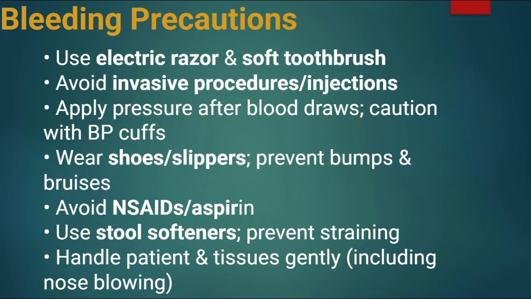Now let's review bleeding precautions, which are vital for patients with bleeding disorders like ITP, aplastic anemia, or DIC. First, we encourage patients to use an electric razor instead of a blade razor. This helps reduce the chance of cuts and uncontrolled bleeding. Along the same lines, a soft toothbrush should be used instead of a hard one to avoid trauma to the gums. We also avoid invasive procedures and injections whenever possible because punctures create bleeding risks that may not stop easily.